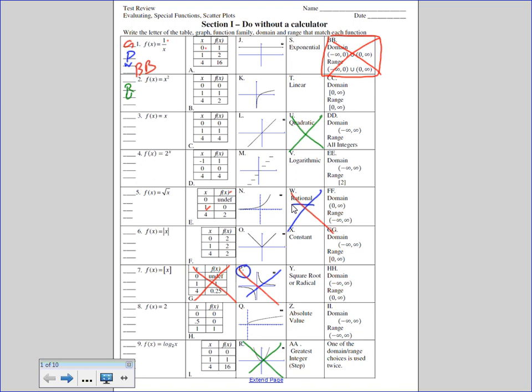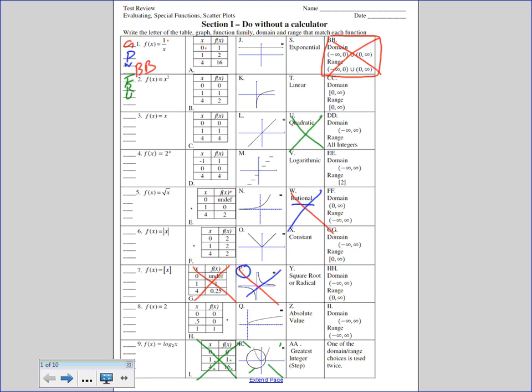Negative 1 squared is not 1, so that one doesn't work. 0 I can square, so that one doesn't work. 0.5 squared is 0, no. Oh, but look at this last one. 0 squared is 0, 1 squared is 1, and 4 squared is 16. So this is I. And now we need the domain and range.